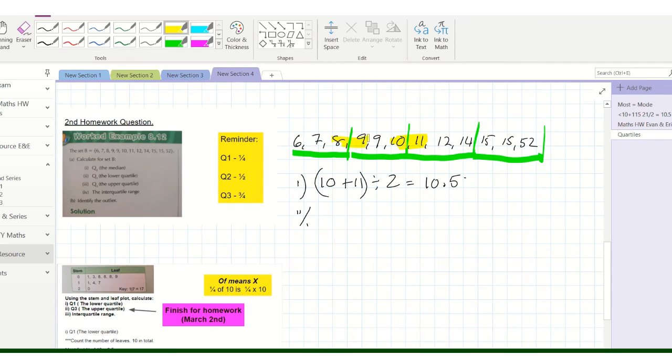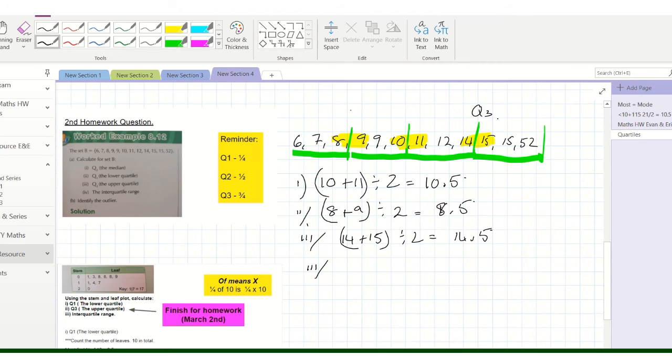Q1, the lower quartile. This time I'm taking 8 and 9 and getting the average of them. 8 plus 9 divided by 2 is 17 divided by 2, which is 8.5. Q3, the upper quartile. Now I'm getting the mean of 14 and 15. 14 plus 15 divided by 2 is 14.5. And the interquartile range is going to be my Q3 value minus my Q1 value. Remember, this is Q3 and this is Q1, and I'm going to subtract. So that's 14.5 minus 8.5, which is equal to 6.